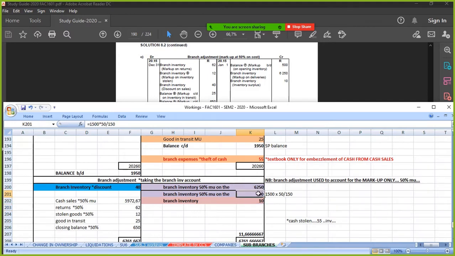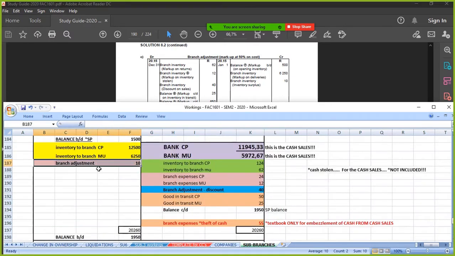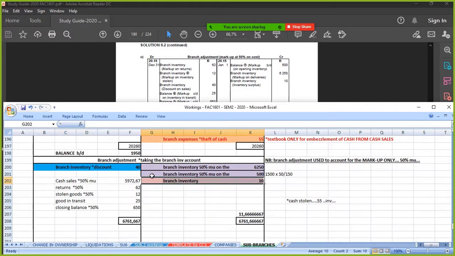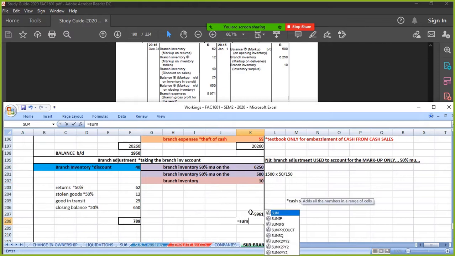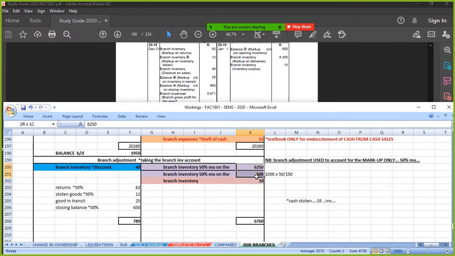So you've got the 500, you've got the 6250, and you've got the 10. The 10 is correct now because we have referenced that figure here in the branch adjustment accounts. The 62 we've got, the 12 we've got, the 40 we've got. The 25 we've got, the 650 we've got. This cash sales figure will be the difference. So what total is bigger? This side's bigger. Sum up. That's the total.